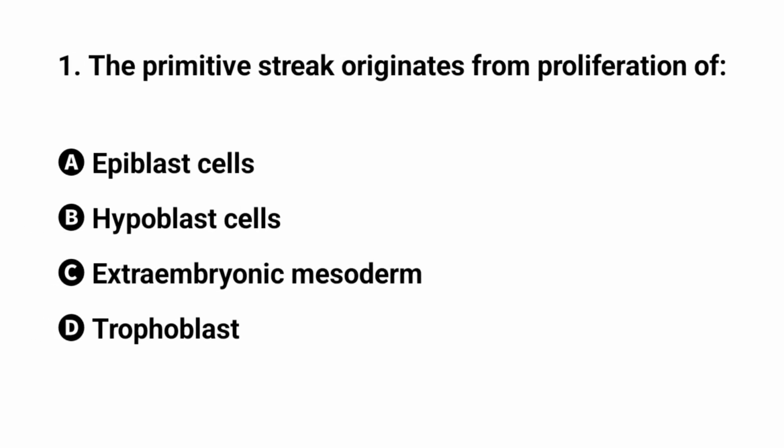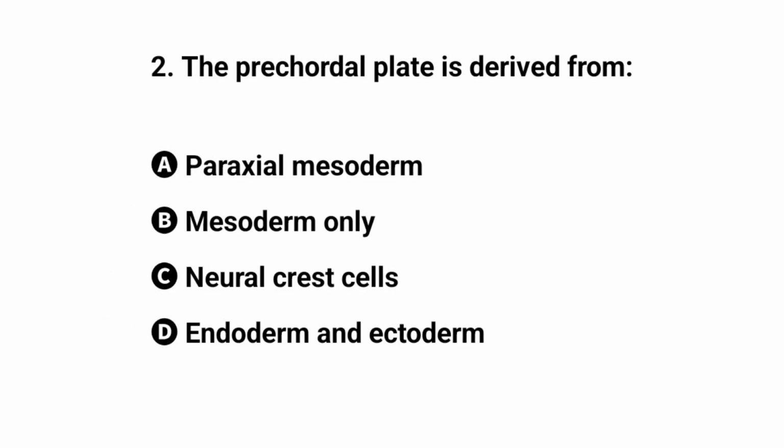Question number 1. The primitive streak originates from proliferation of. The right answer is A. Epiblast cells. Question number 2. The precaudal plate is derived from. The right answer is D. Endoderm and ectoderm.